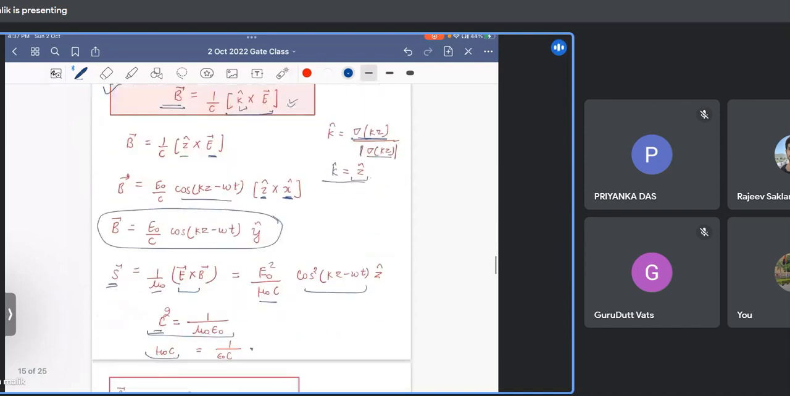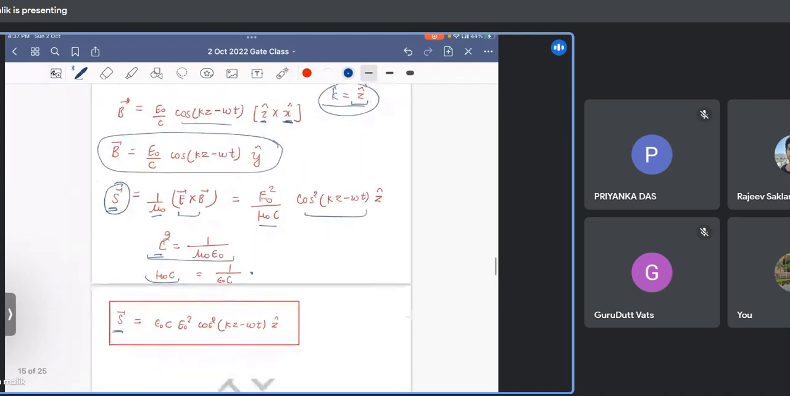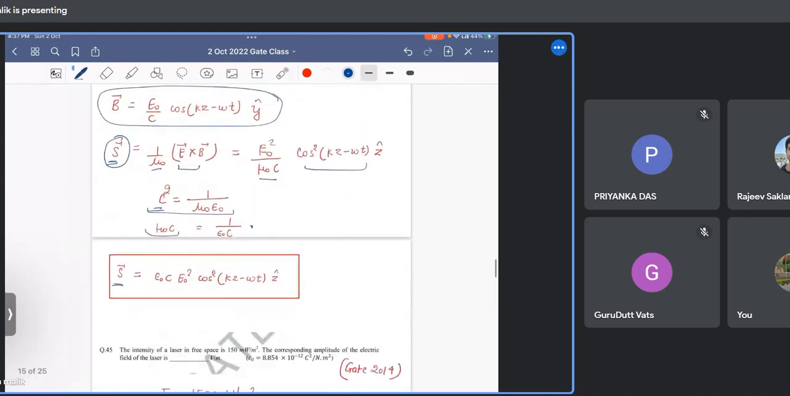You're already familiar with that. The Poynting vector direction is always going to be the k cap direction, even if you do not calculate this E cross B.